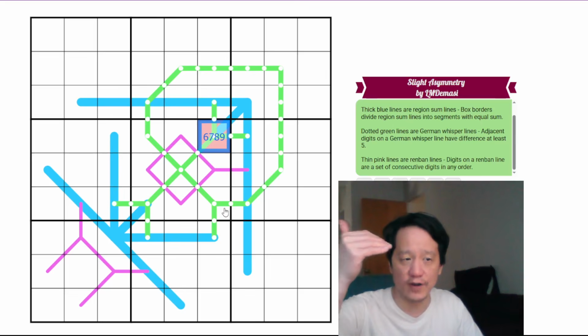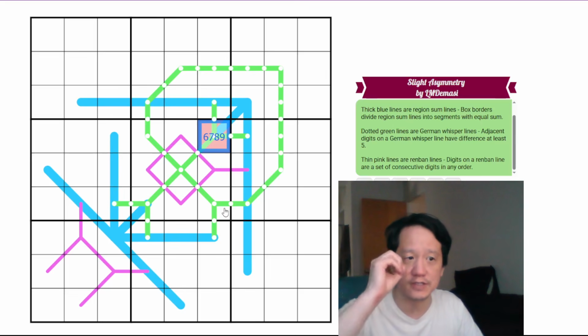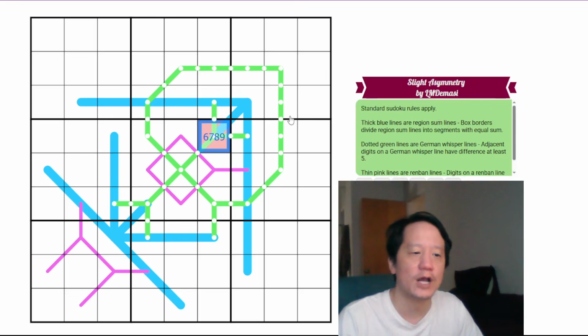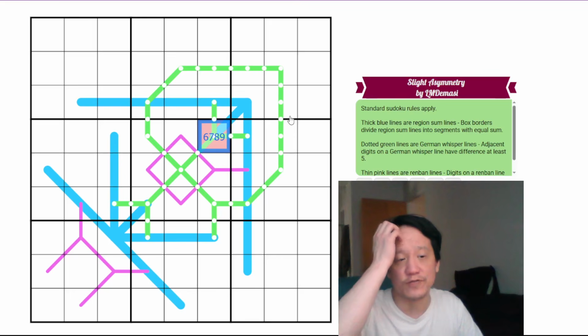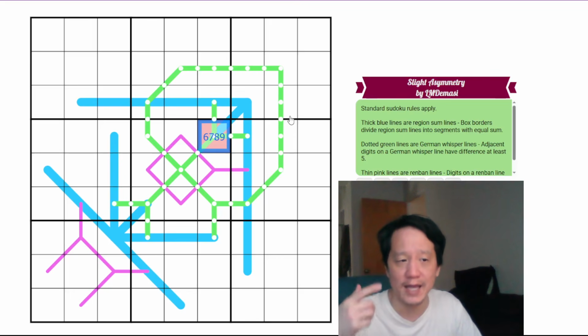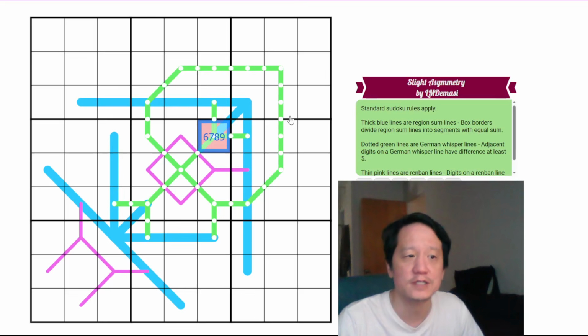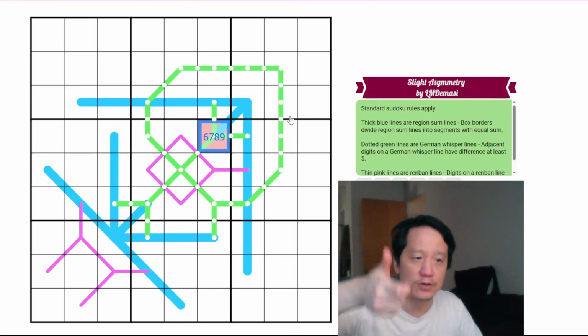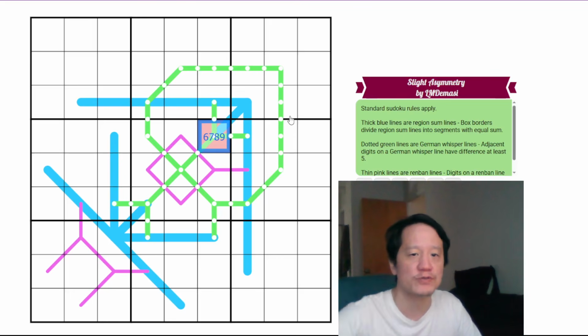If you subtract 5 or more from 5, what do you get? You get 0 or less, which is not a normal Sudoku digit. What happens if you add 5 or more to 5? You get 10 or more, which is not a digit. So 5 can never be on a whisper 5 line, and you'll always alternate between low digits and high digits on a whisper 5 line.